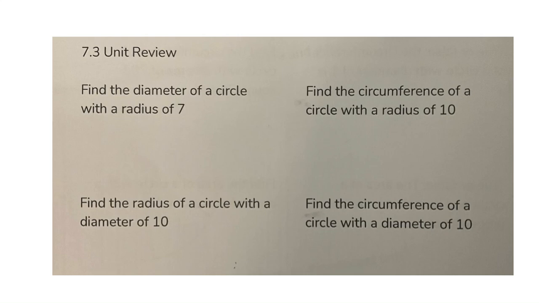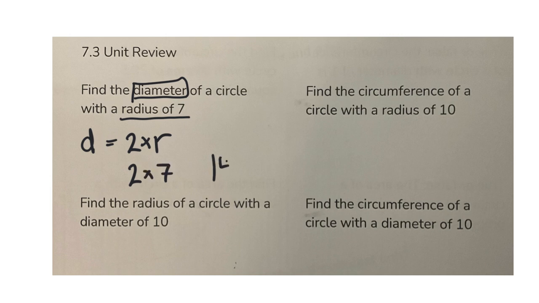Here is our 7.3 unit review. So the first question here asks us to find the diameter of a circle with a radius of 7. So we need to think about what they are asking us to find and what we have. They're asking us to find the diameter and we have the radius, and we know that twice the radius is the diameter. So we are just going to say, okay, our diameter is 2 times 7, or 14.